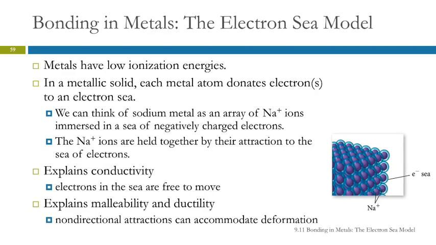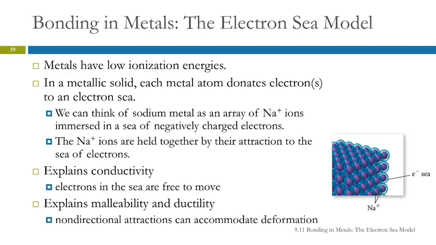So this model explains why metals conduct electricity. For electrical conduction, you have to have charged particles that can move. The electrons in this metal, those electrons in the pool, are not tied to specific atoms. And so they can move, and they do.